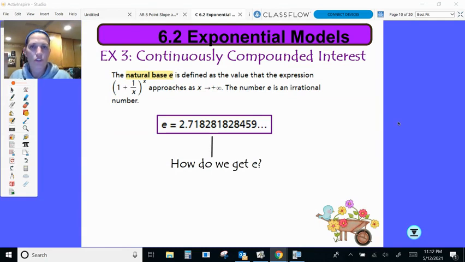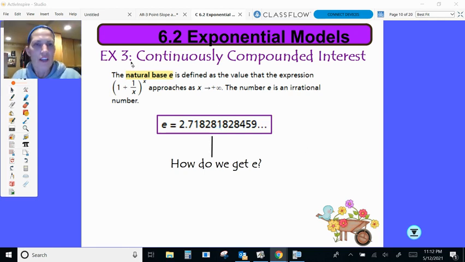Welcome back. We're going to do day 2 of 6.2, which is exponential models. And this time we're going to look at continuously compounded interest, meaning last section we looked at compounding interest annually, semi-annually, quarterly, monthly. This time we're going to look at continuously compounding. What does that really mean?